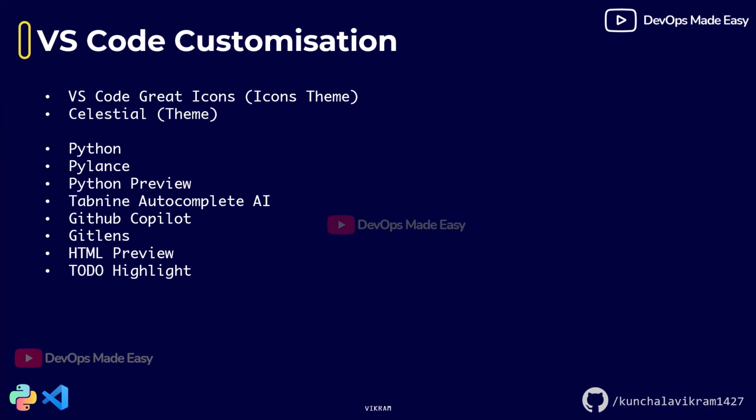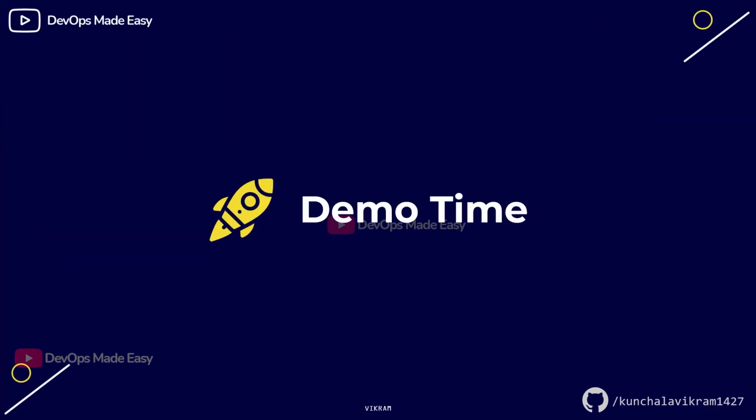We'll also see plugins like HTML preview and Todo Highlight. Let's say you wanted to do some coding, or you wanted to implement some feature later. In this case you can write a TODO text. So this todo plugin is going to highlight all the TODO text in your source code. Now we'll see how to install Python IDE and VS Code, and see how to configure VS Code with the extensions.